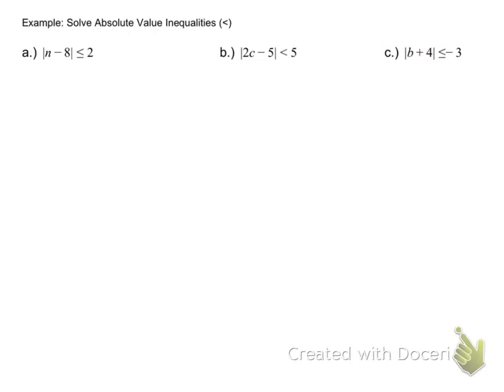I want you guys to solve the absolute value inequalities, but all of these inequalities have a less than symbol, as you can see. The absolute value is less than or equal to 2, less than 5, less than or equal to -3. So, each one of these happens to work the exact same way. Please do that.